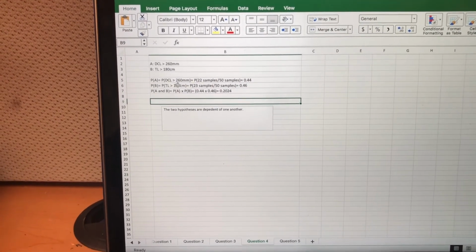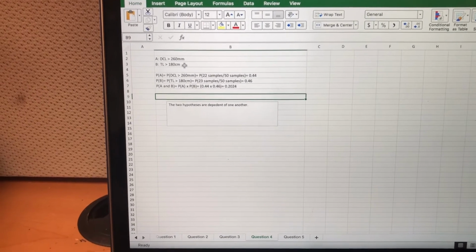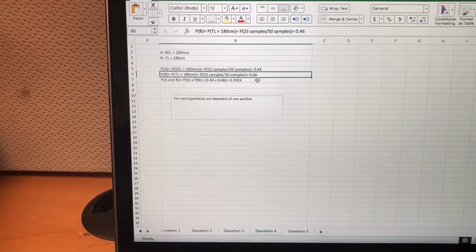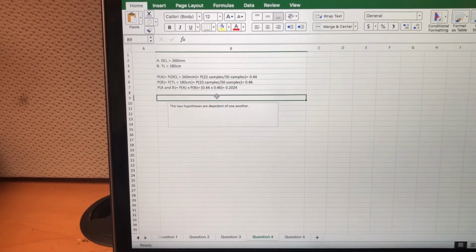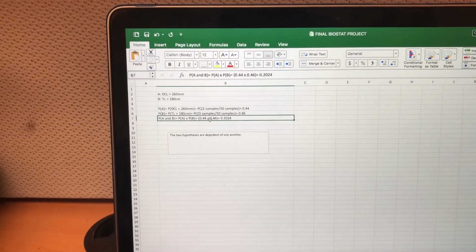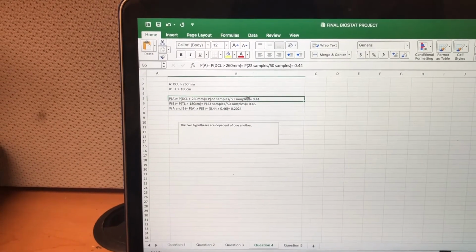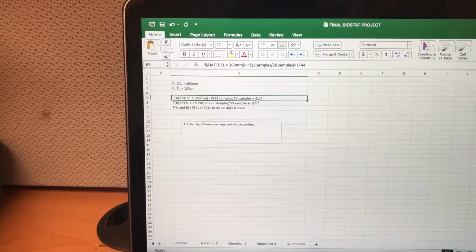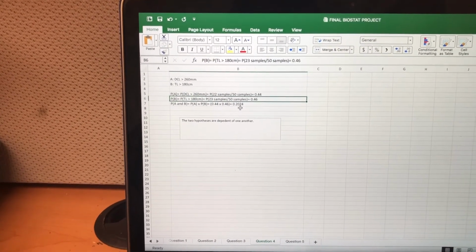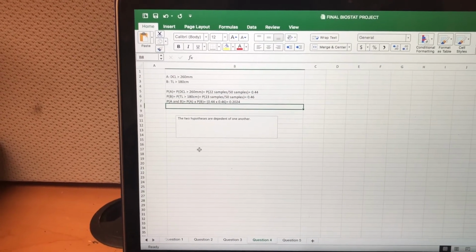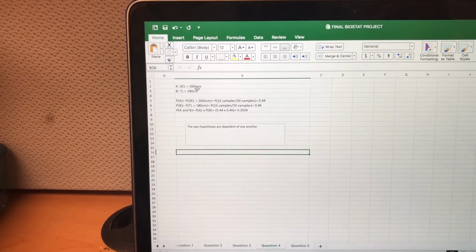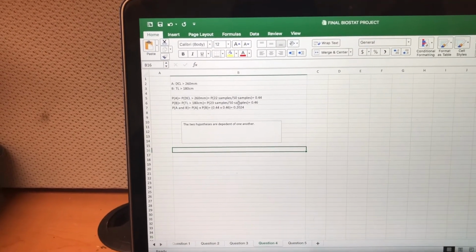And you do the same thing for TL. So you count how many are 180 or less, and that equaled up being 23. So 23 divided by 50 is 0.46. And in order to find if both of them are occurring at the same time, you just multiply those two answers. So 0.44 times 0.46 is 0.2024. And these two hypotheses are dependent of one another because if you vary the dorsal cranial length, the total length is also going to vary.